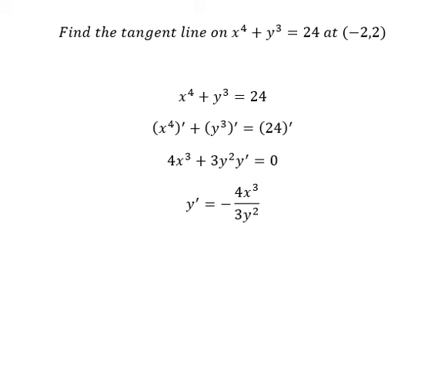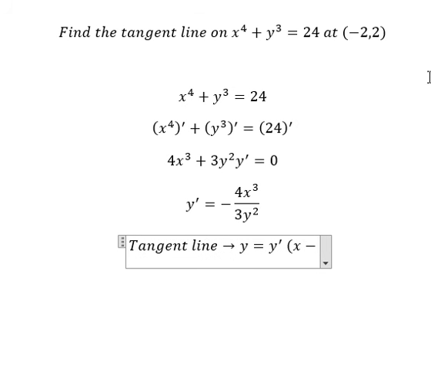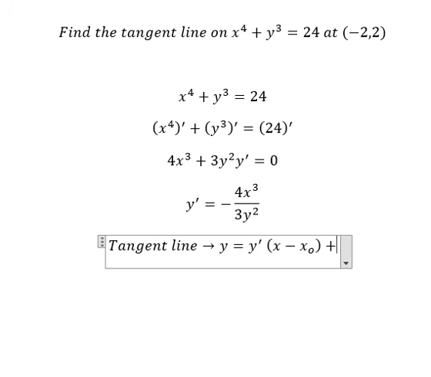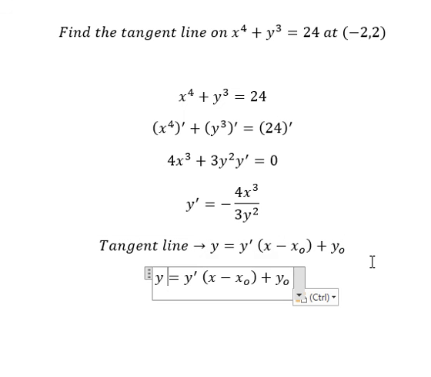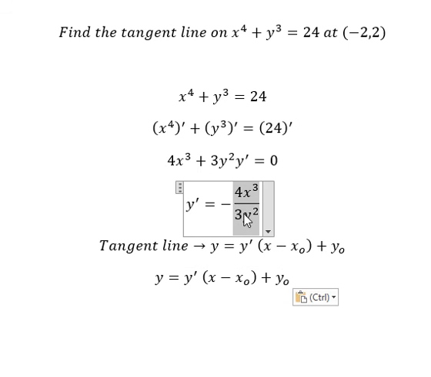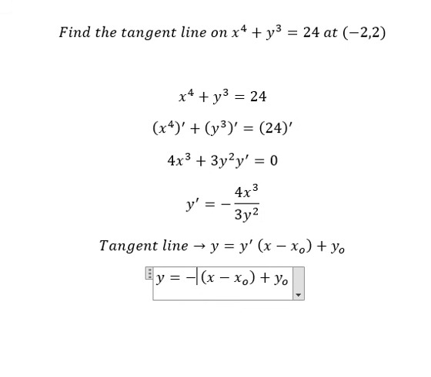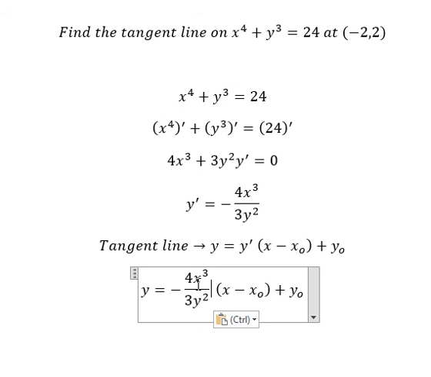Next, we have the formula of the tangent. That's first derivative of y, times s minus s0, plus y0. Next, about this one, we put the value negative number 2 and number 2 in here.